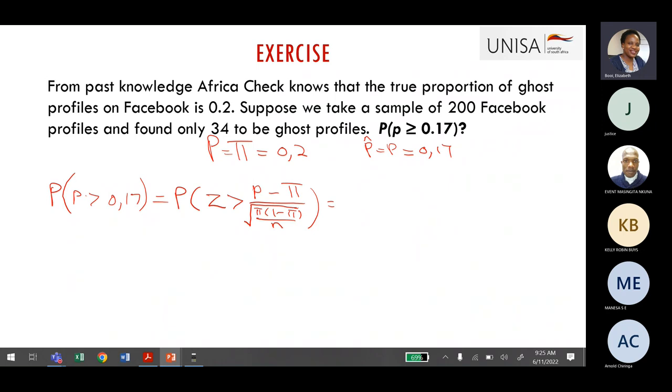And from here, we can substitute into the formula. So we have all the values. Z is greater than, our sample is 0.17 minus our population is 0.2, divided by the standard error. One thing I forgot to mention: the sample proportion will always be given to you in the question as well, so you don't have to go and calculate it based on this information. It will be given to you in the question. And here will be the square root of 0.2 times 1 minus 0.2, divided by our sample size, 200.